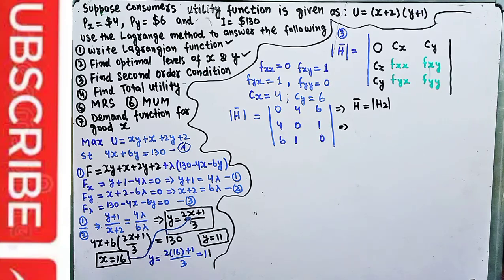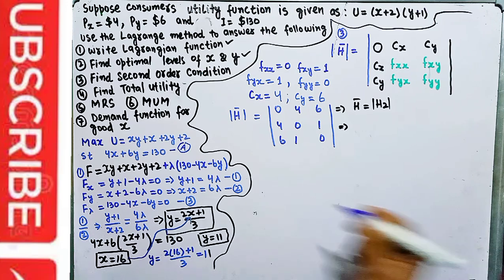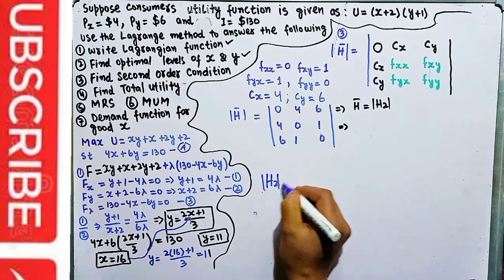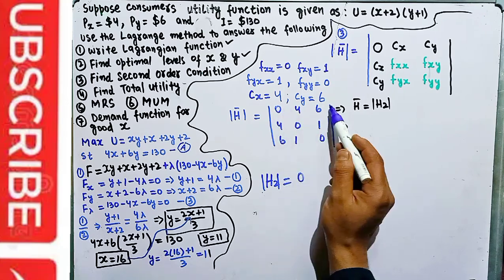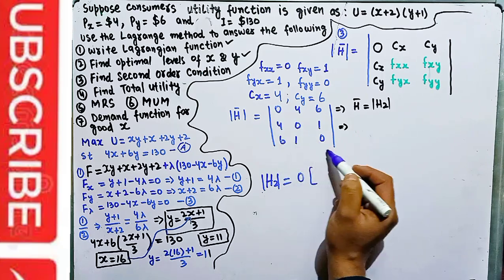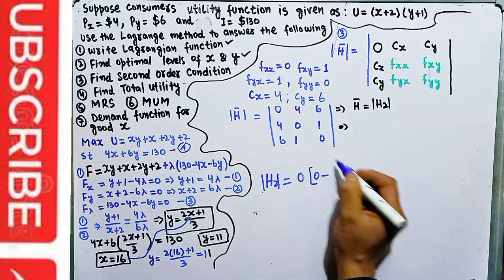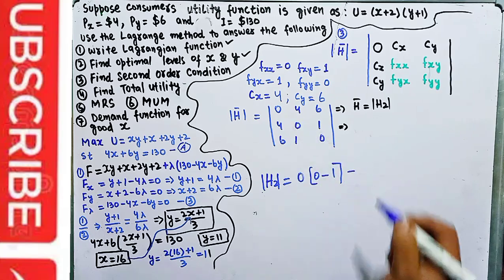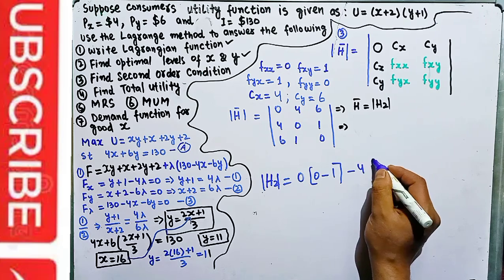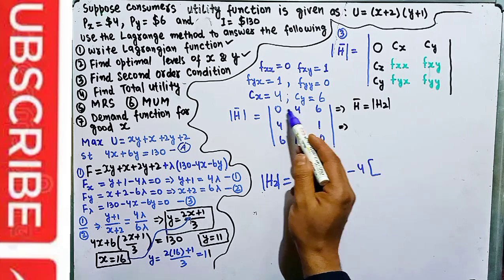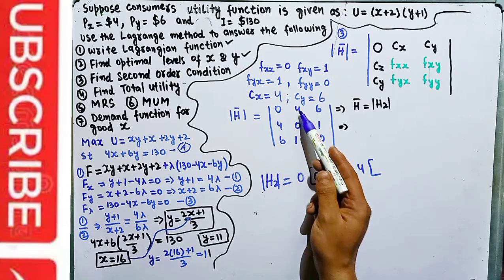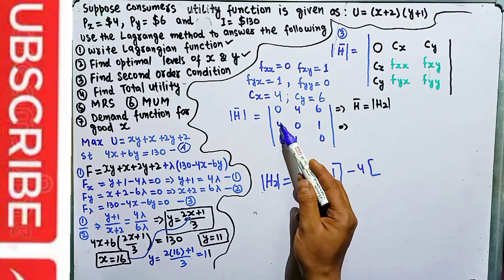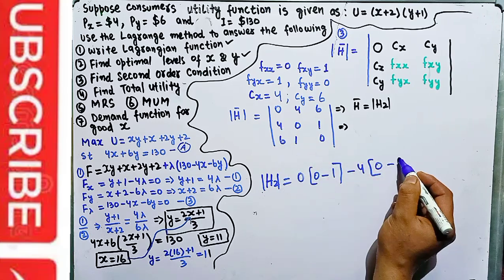How do we find the determinant of this matrix? Let me write it here. The determinant of H2 will be equal to, first we write this term, 0. We mentally delete this row and this column and take the determinant of the remaining elements: 0 into 0 is 0, minus 1 into 1 is 1. Then we write minus and write the second element, which is 4. We mentally delete the row and column in which this element appears and take the determinant of the remaining elements, 4, 6, 1, 0. So 4 zeros are 0, minus 6 ones are 6.